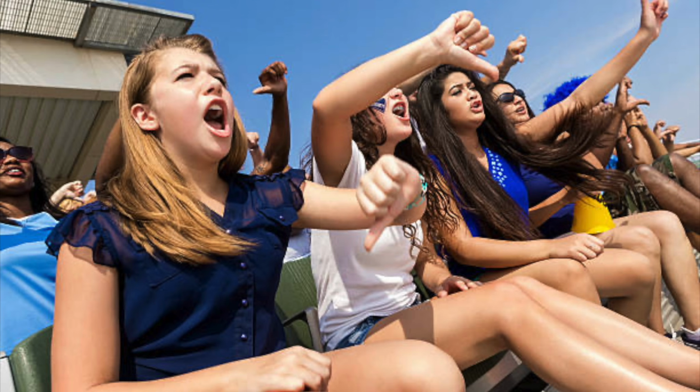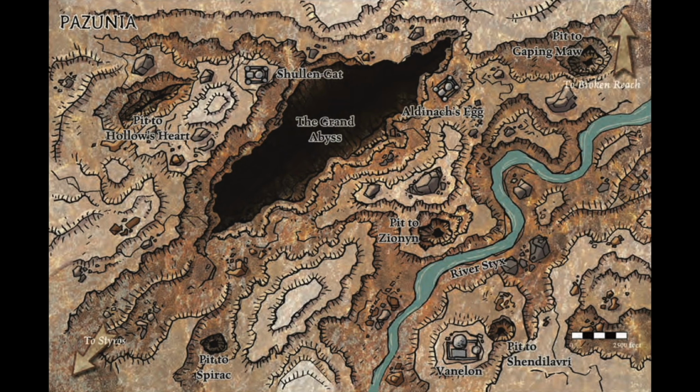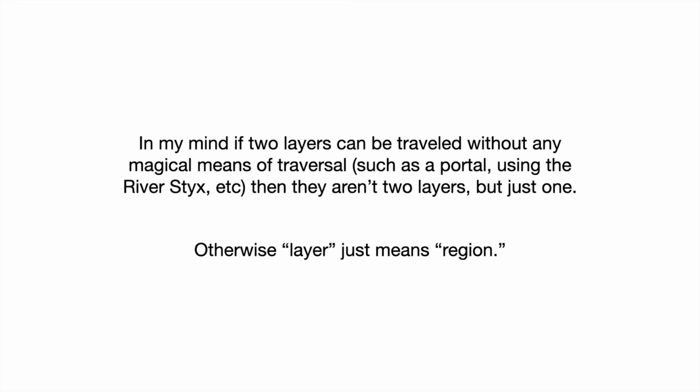Personally, I'm not a fan. In my mind, if a layer has a hole in the ground that's infinite, that's still just part of that layer. I think what should separate layers is the necessity of portal travel, and that if two places exist within the same overall space, the same map, then they shouldn't be considered different layers.